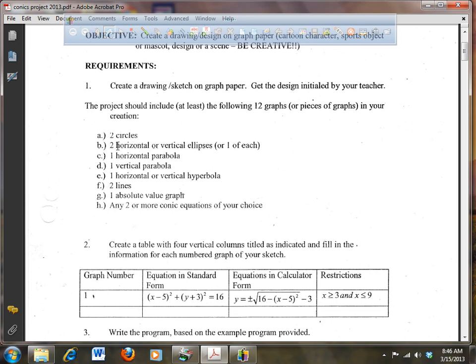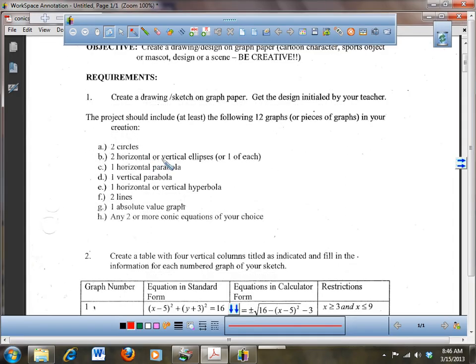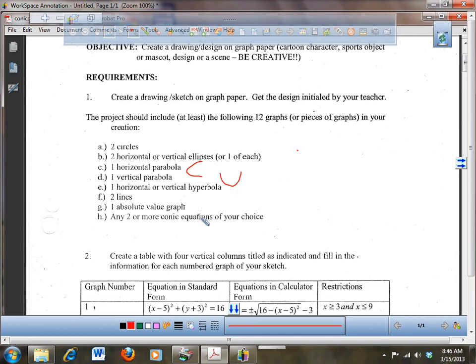2 circles, you have to have 2 horizontal or vertical ellipses. You know what I mean by that, right? A horizontal ellipse would be one stretched that way. Okay, but 2 horizontal, one horizontal parabola, meaning one that's going sideways. Okay, a vertical parabola, one that looks like that. Just one horizontal or vertical hyperbola.